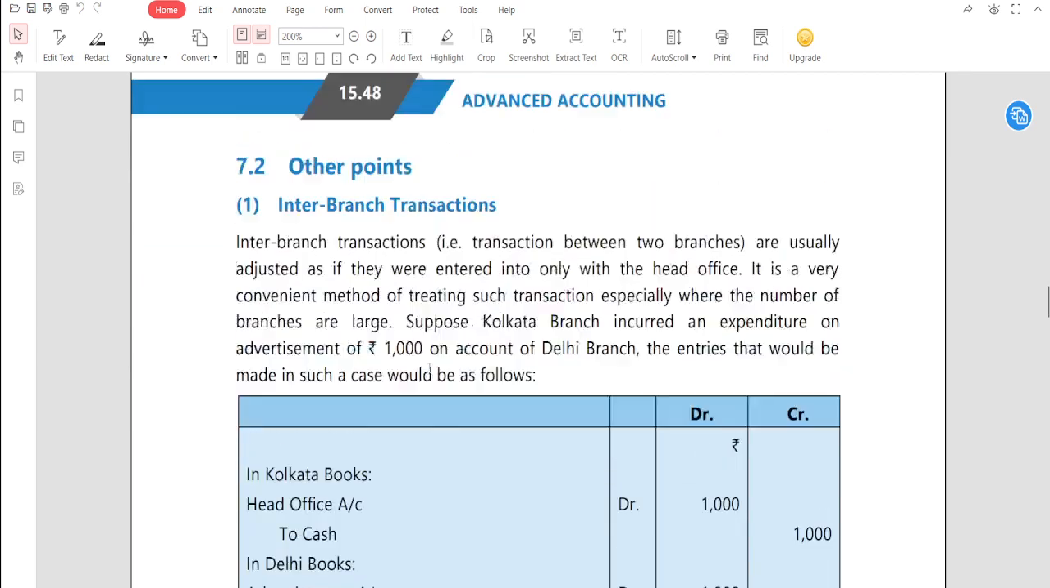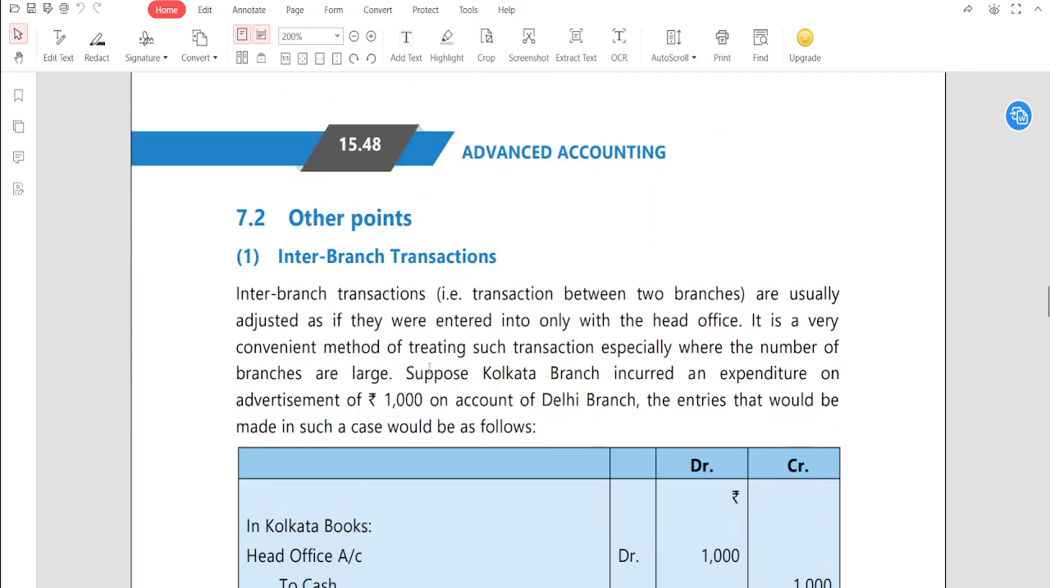Okay, now let's see, चलिए एक बार interbank transaction समझ लेते हैं. Okay, now we are going to understand what is the interbank transaction. See, interbank transaction का meaning क्या है? Interbank transaction means when two branches are exchanging the goods or cash with each other. Very simple, make it very lucid language. Two branches are transacting against each other.